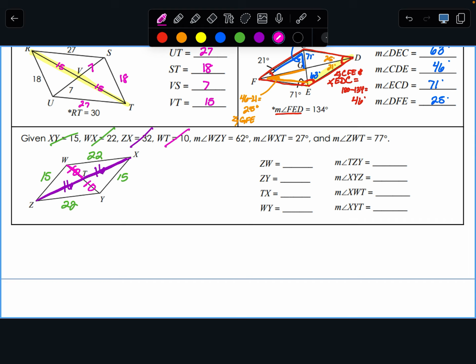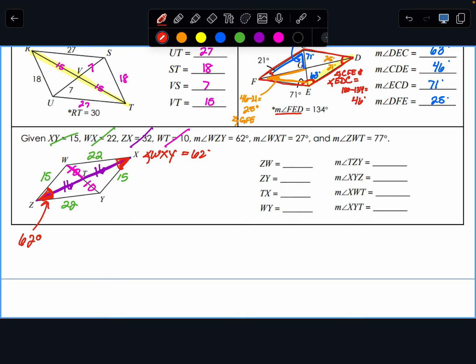Now here's where it gets a little trickier just because of shape and size. So W, Z, Y. So the big angle is 62 degrees. So the whole thing is 62 degrees. That means that WXY is 62 degrees. The angles aren't bisected, so I don't know anything about that. So far that's all I know.